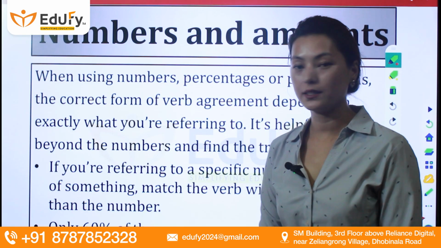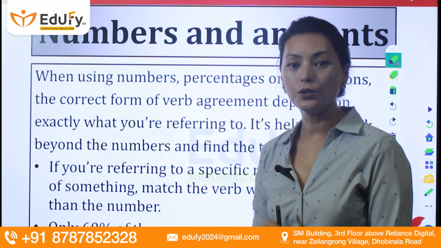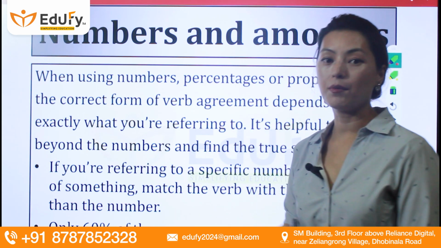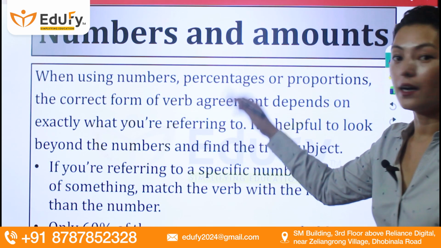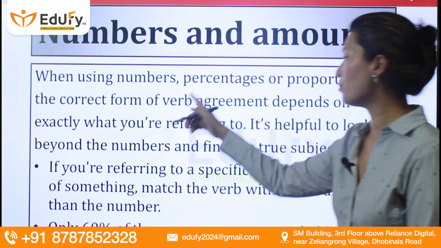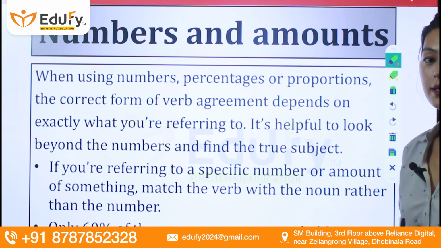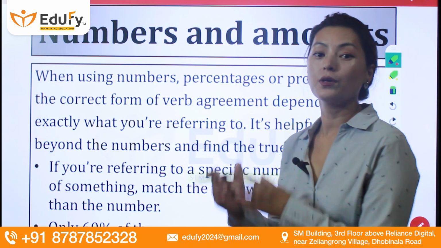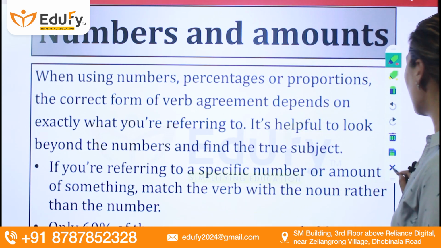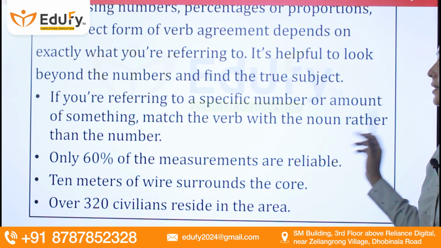Let's look at the next topic, that is numbers and amount. What type of subjects or what type of verbs will I use when I have numbers and amount in a sentence? So please understand this. Whenever you're using numbers, percentages, or proportions, the correct form of the verb agreement depends on exactly what you're referring to. That means the subject that you're referring to, if it's plural, then you have to write the verb in the plural form. If you're referring to a specific number or amount of something, match the verb with the noun rather than the number.